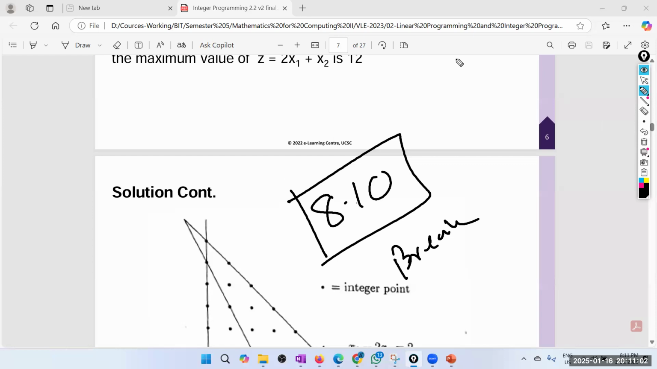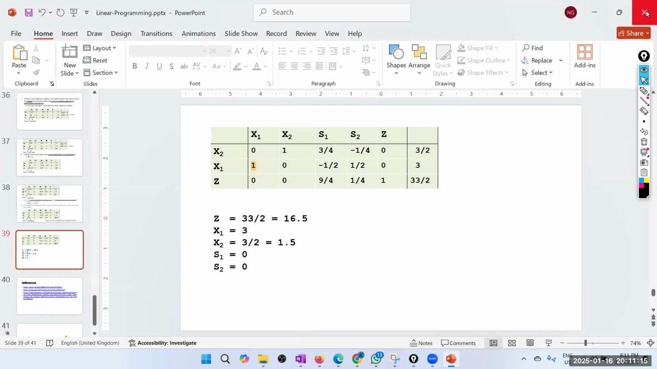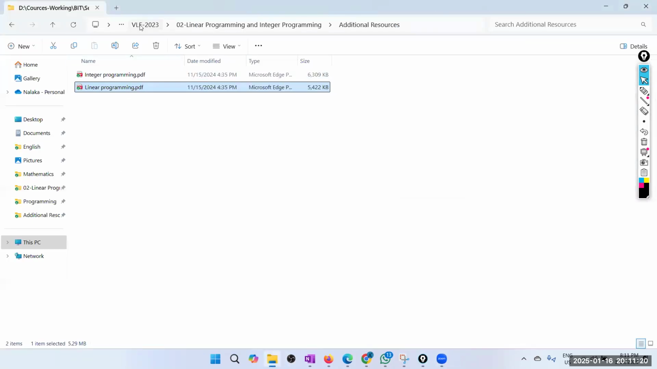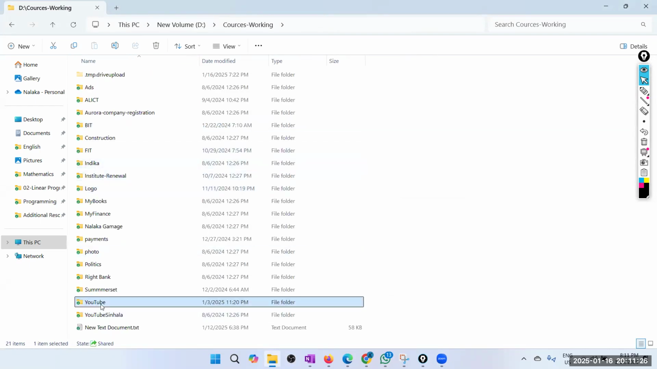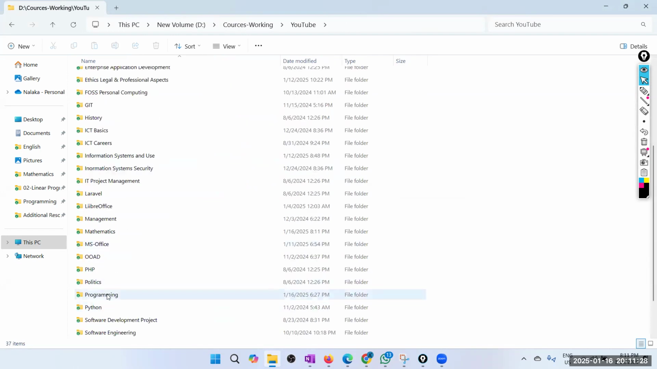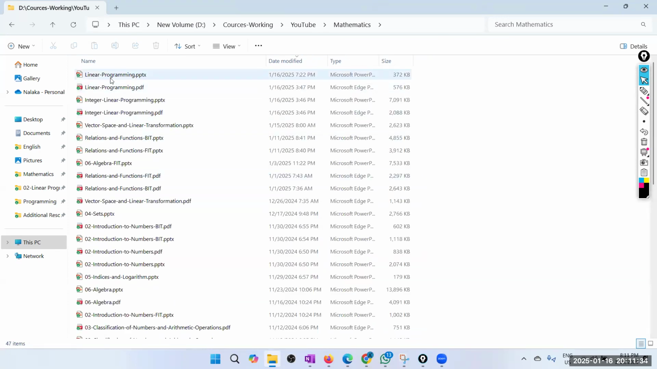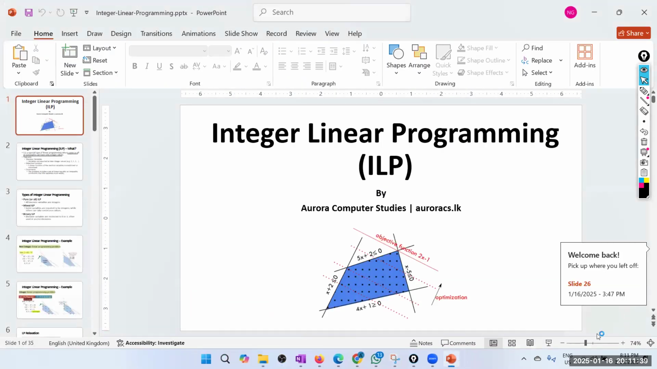So I'm doing this a little bit faster because your exams are nearing, right? So you need time for your studies also. So now we'll move on to our next topic, that is integer programming. Let me open the note. I have shared the note with your WhatsApp group.